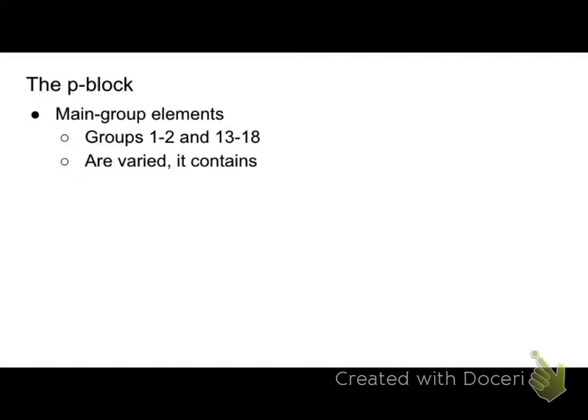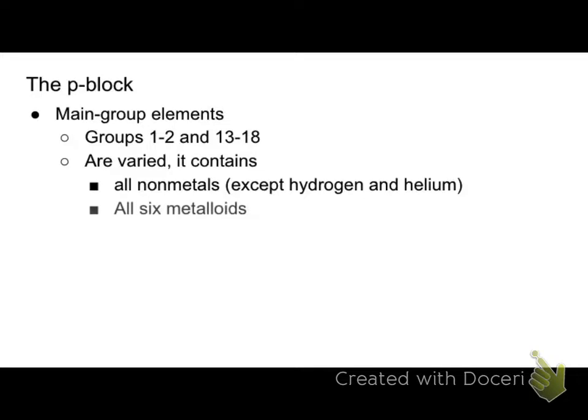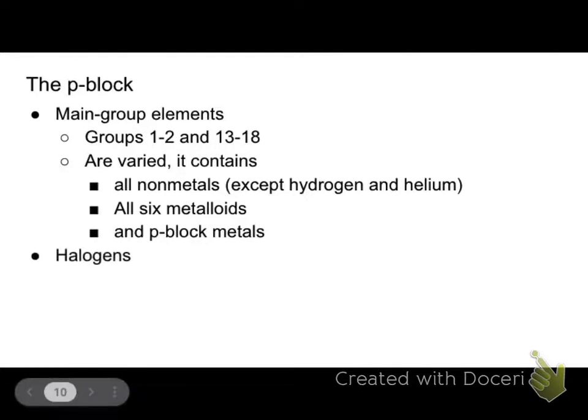The P block has a weird variety of elements in it. It contains all the nonmetals except hydrogen and helium. It contains all 6 of the metalloids, and it contains a bunch of P-block metals. So we're kind of running the spectrum. When we talked about the S block and the D blocks, they were all pretty similar to each other. The same is not true of the P block. They are kind of all over the place. It also contains one other group that's not the main group elements. It contains the halogens.